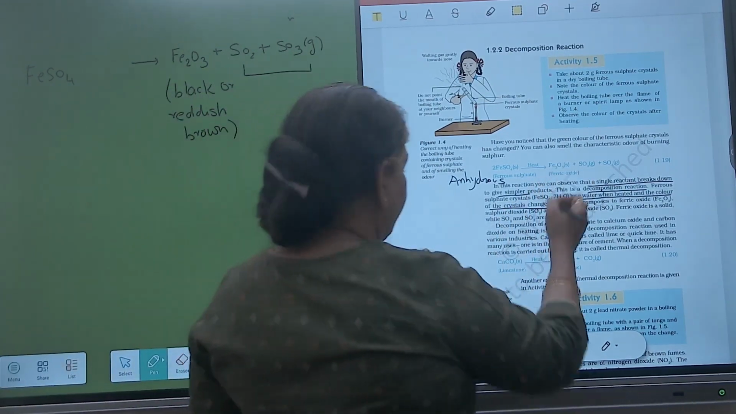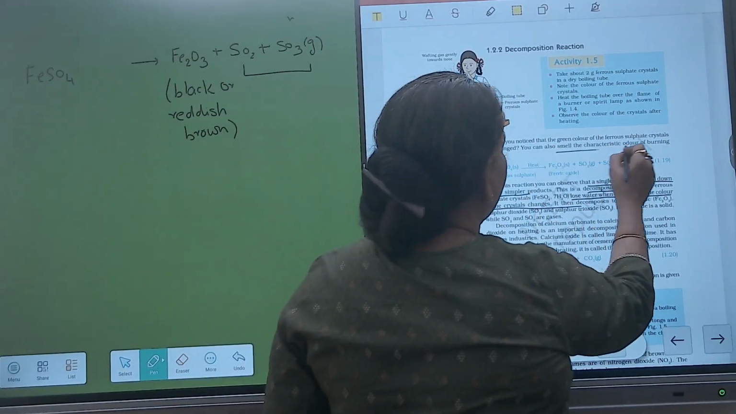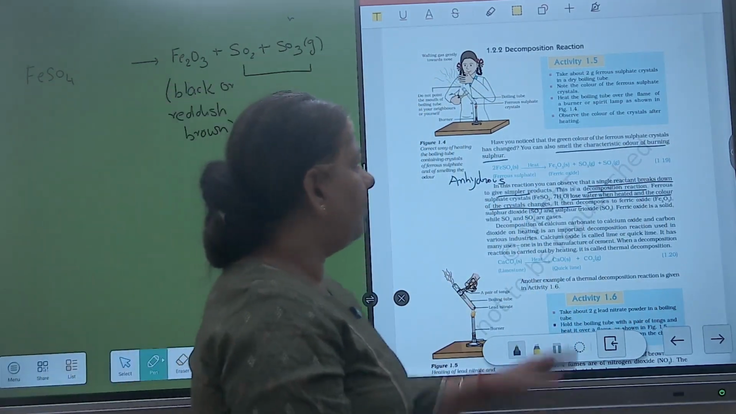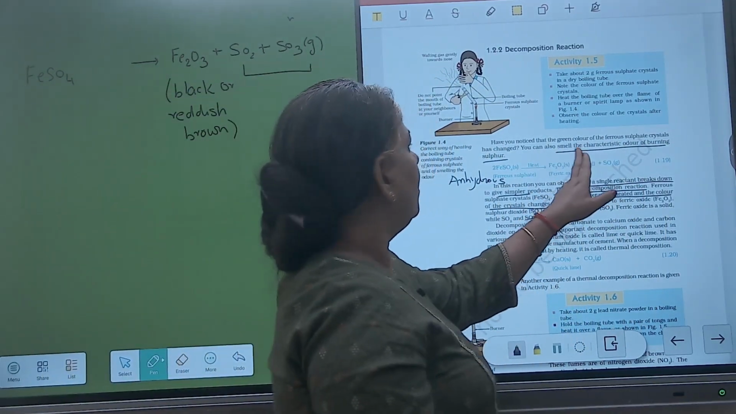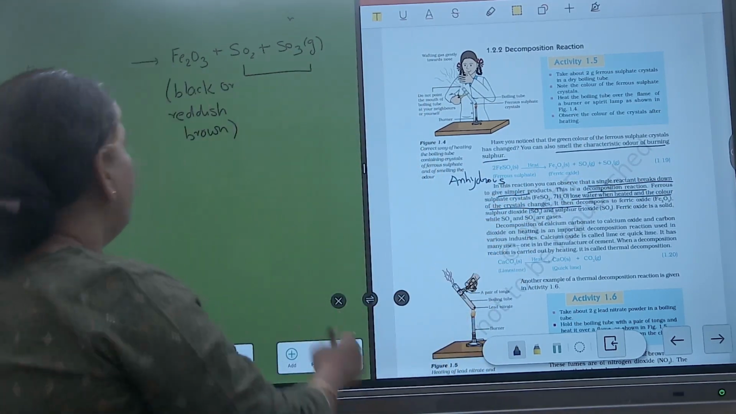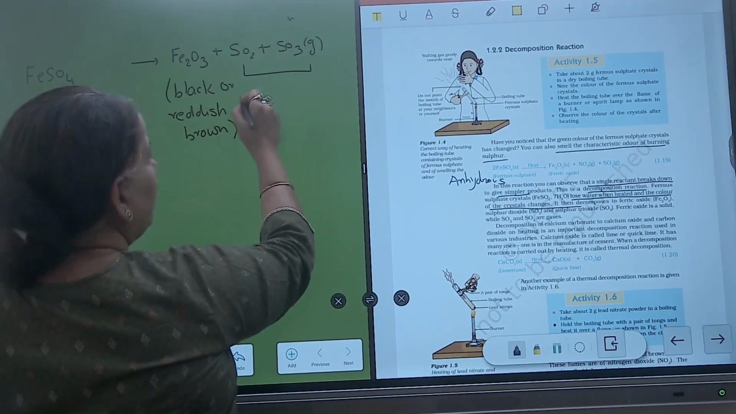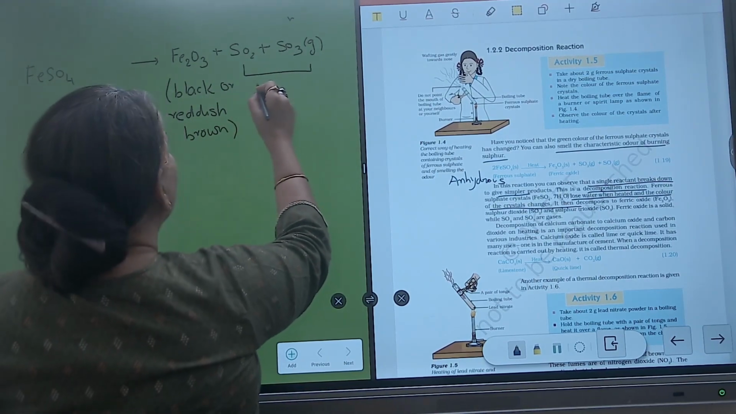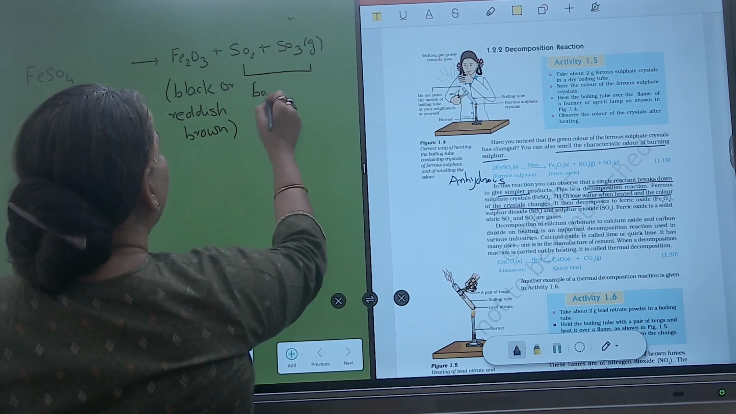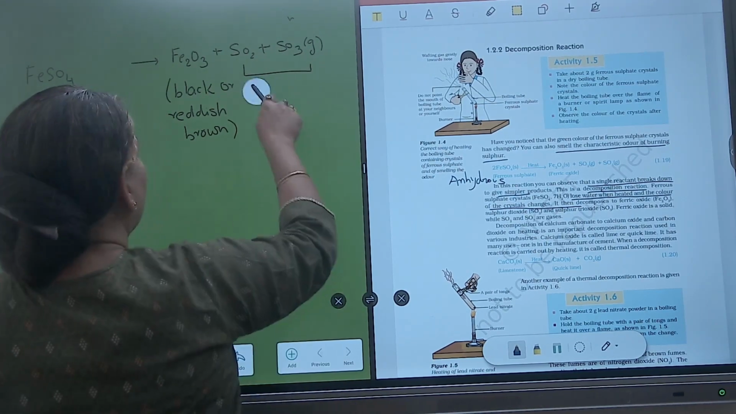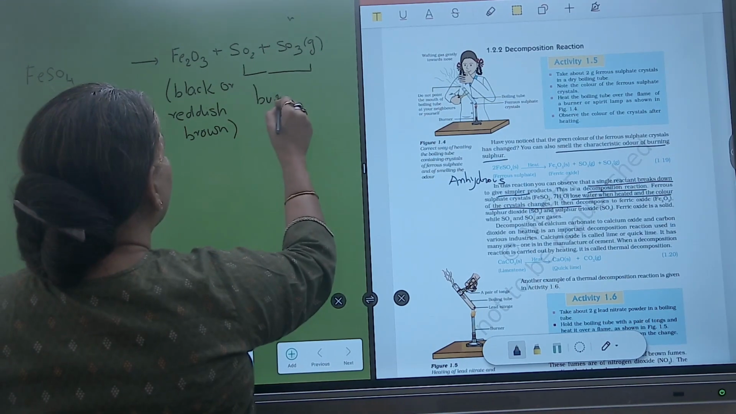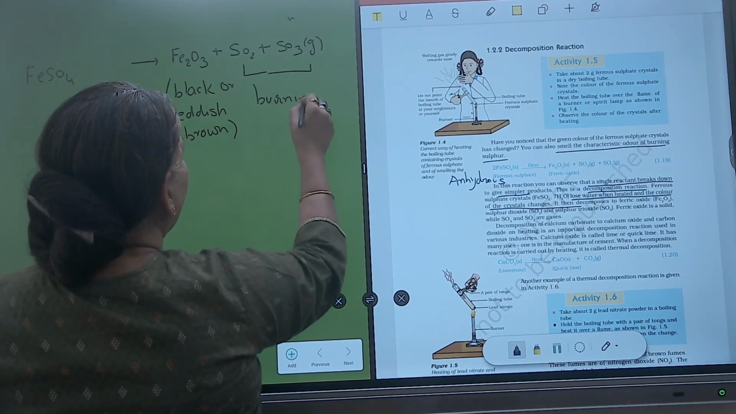So the characteristic smell is just like burning sulfur. So you can also smell the characteristic odor of burning sulfur. So here we can detect the gas just by smelling it. So it smells like burning sulfur.